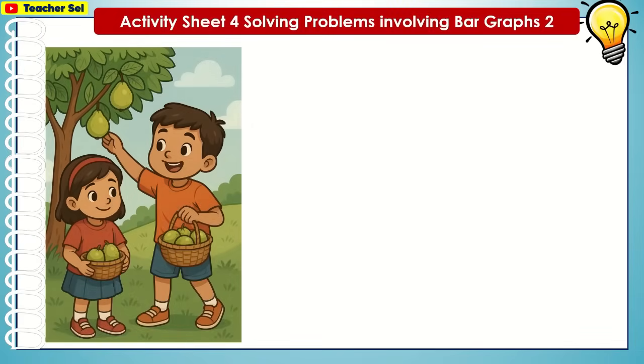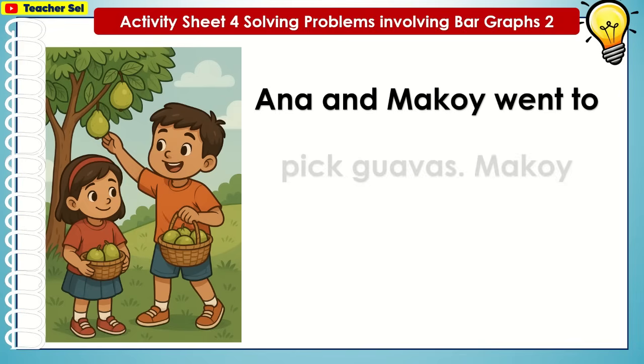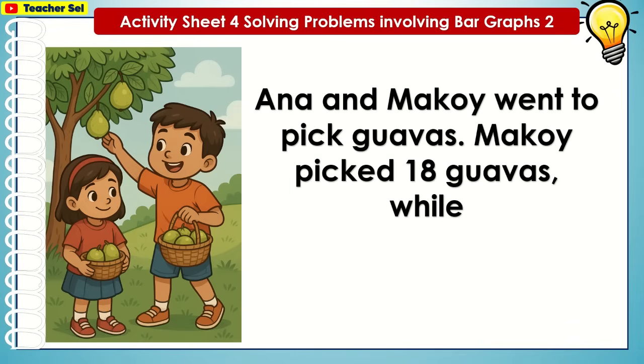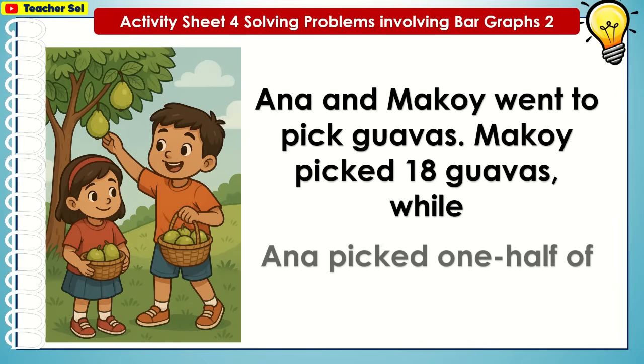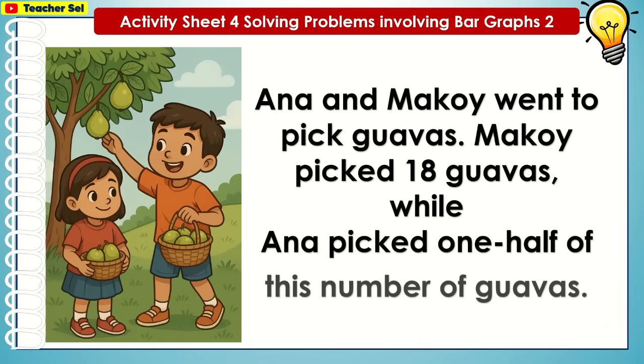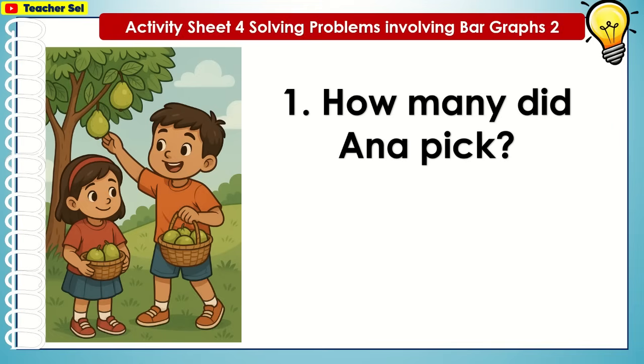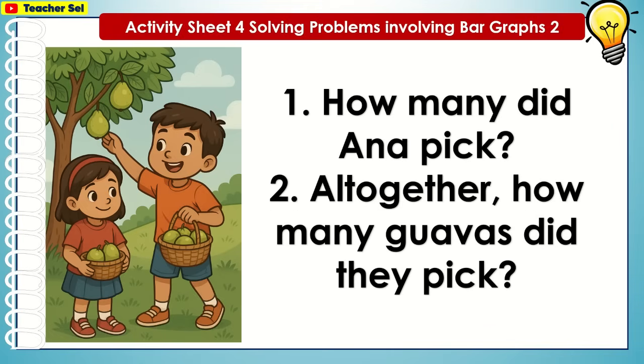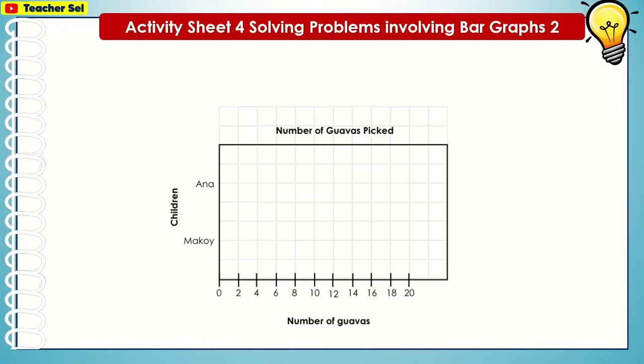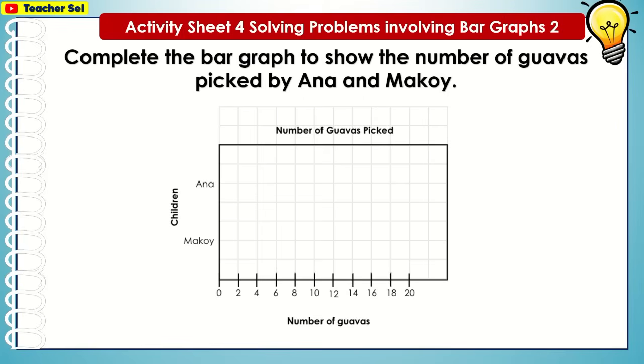Activity Sheet 4. Solving problems involving bar graphs 2. Anna and McCoy went to pick guavas. McCoy picked 18 guavas, while Anna picked one half of this number of guavas. How many did Anna pick? Altogether, how many guavas did they pick? Complete the bar graph to show the number of guavas picked by Anna and McCoy.